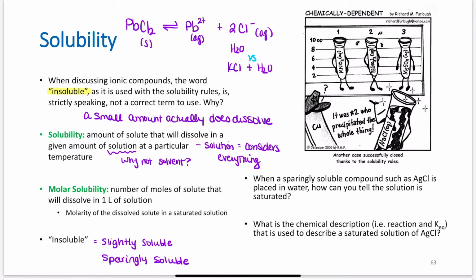So, when a sparingly soluble compound such as silver chloride is placed in water, how can you tell the solution is saturated? We talked about saturated before. Saturated means no more will actually dissolve. The most that will dissolve is already dissolved. But how do we know it's saturated? There's a quick way to tell, truthfully. You've got a beaker here, and you put silver chloride in here. If you've got some solid sitting at the bottom, it's saturated. If you have some undissolved solid or solute present.